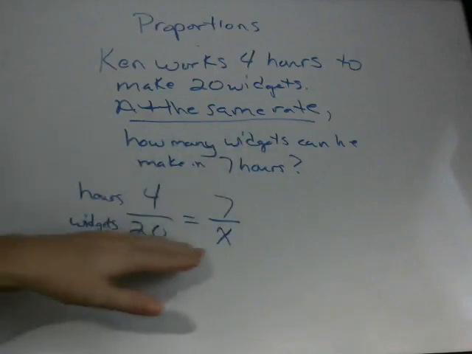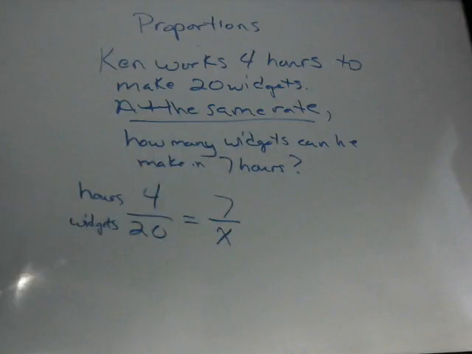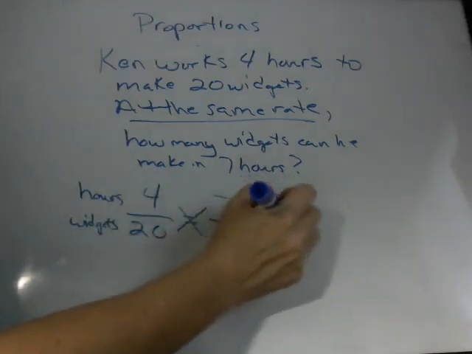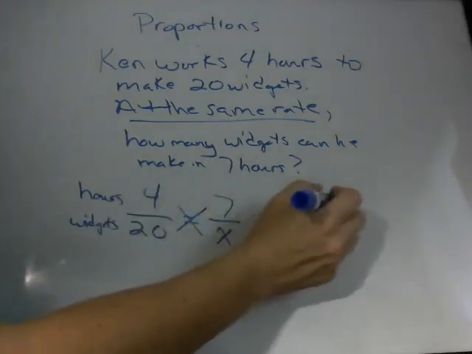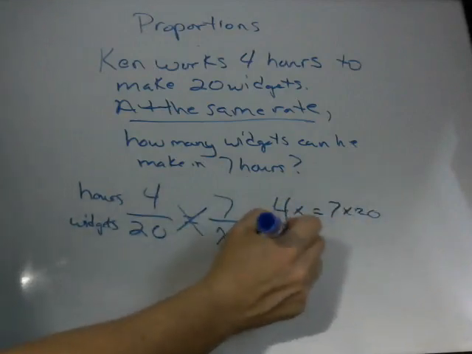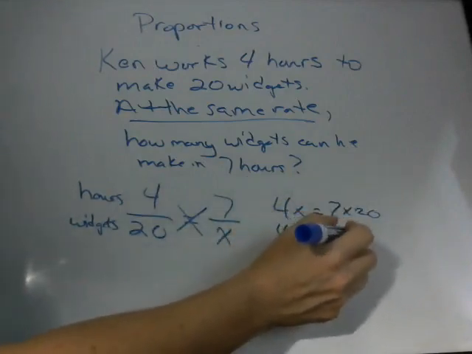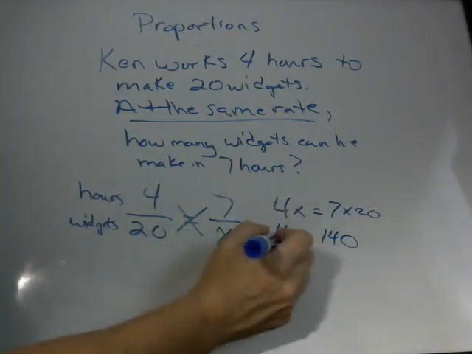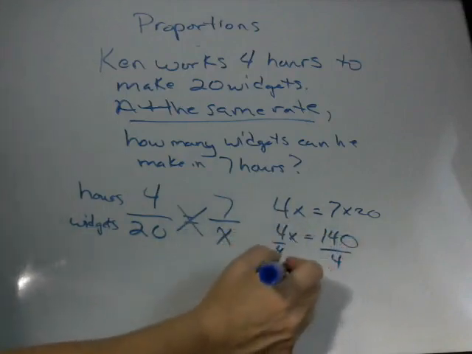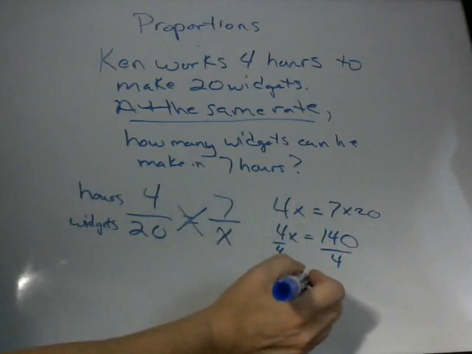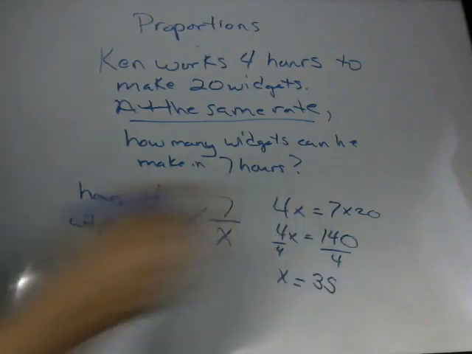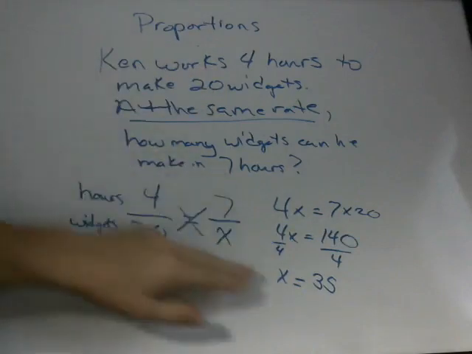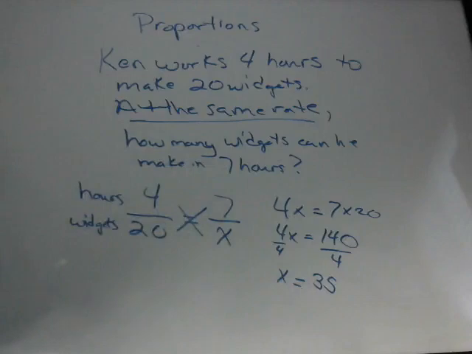So we have this ratio equals, and then we try to fill in the blanks here. Well, we have hours on top. Here it's 7 hours, so we're going to put 7 on top. How many widgets? So we're trying to figure out what the widgets are. So that's our x. That's what we're trying to solve for. So we have 4 over 20 equals 7 over x, and we're going to solve for x like we did before with a cross multiplication. 4 times x, which is 4x, equals 7 times 20. So 4x equals 140. To get x by itself, we're just going to divide each side by 4, and we get x equals 35. So if he works 4 hours to make 20 widgets, in 7 hours he's going to make 35 widgets.